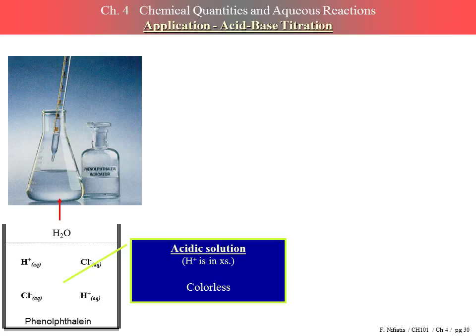Now, since the hydrochloric acid is a strong acid, it's going to give us protons and chloride. Since it's a strong acid, 1 mole of HCl is going to give us 1 mole of protons and 1 mole of chlorides, if we use 1 mole. Now, because this is an acidic solution, the phenolphthalein is going to be clear. So the phenolphthalein doesn't have color in an acidic environment.